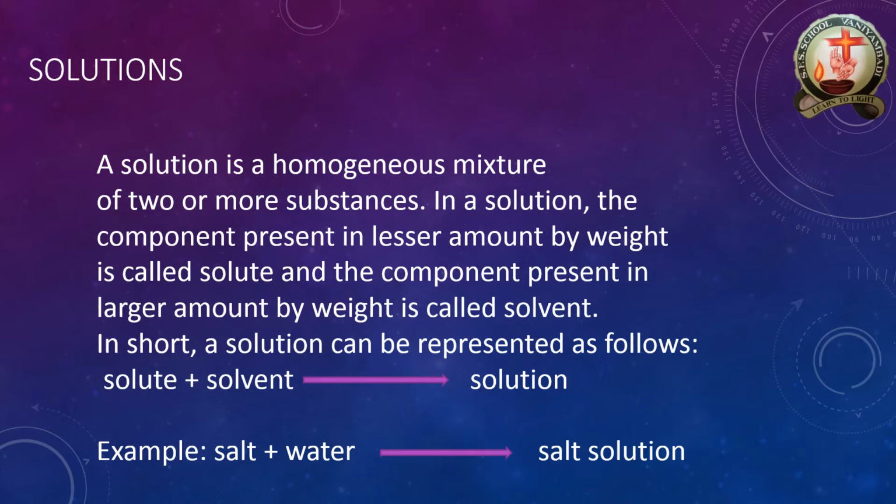You can assume you take a tumbler of water, fully filled with water. You add one teaspoon of sugar or salt. The salt will fully dissolve in that water. Finally, if you are adding salt, that is called a salt solution. If you are adding sugar, that is called a sugar solution.